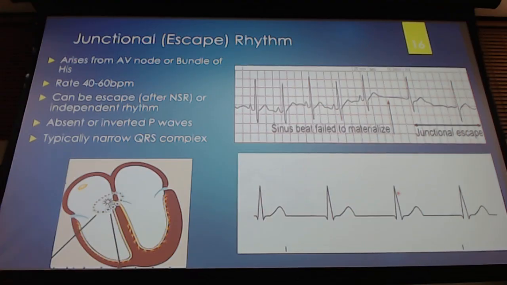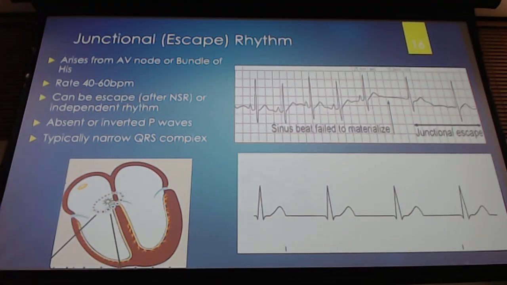And the technical definition of an escape rhythm is going to be 3 or more beats, 3 or more beats that change how that heart is pacing. So you could have 3, 4, 5, 6 beats of this junctional escape rhythm, then it might go back to the normal sinus rhythm. That would still be considered a junctional escape rhythm. If you only had 1 beat or 2 beats, that's something different. We'll talk about that in a few minutes.